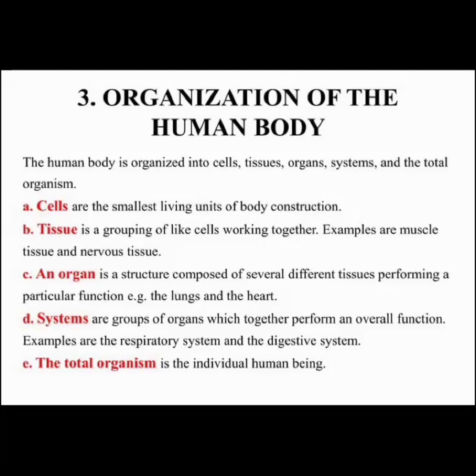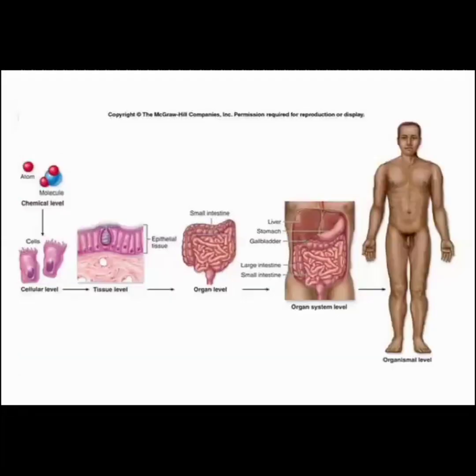Systems are groups of organs which together perform an overall function. Examples are the respiratory system and the digestive system. Next, the total organism. It is the individual human being. So this is the division by organization of the human body. This is the picture. It starts from cell, then tissue, organ and systems, and the full human body.